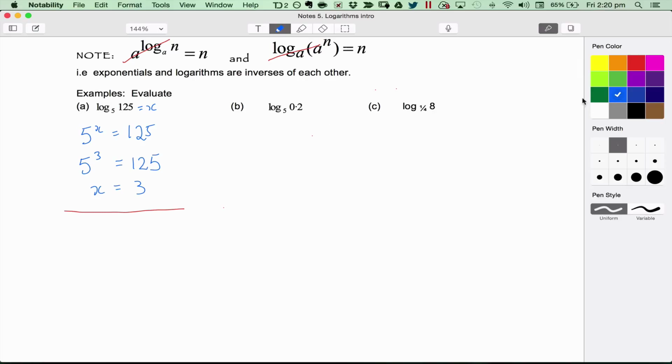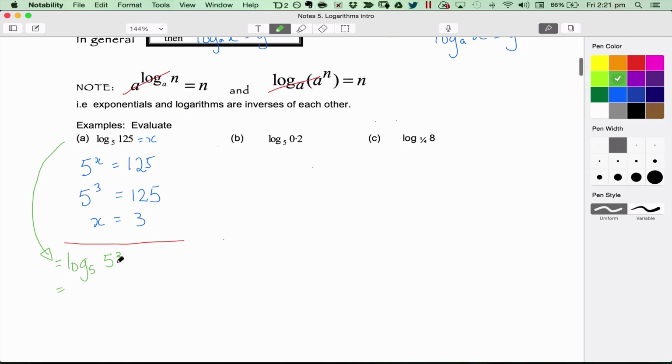A second method for looking at this problem is to take log 5, which we've already got, and we'll rewrite this number as the same base to the power of 3, because 125 is 5 to the power 3. And when we've got it like this, we've got two bases the same, which we know using this rule up here, they just cancel out. So we're left with 3, which is the same answer we got up here.